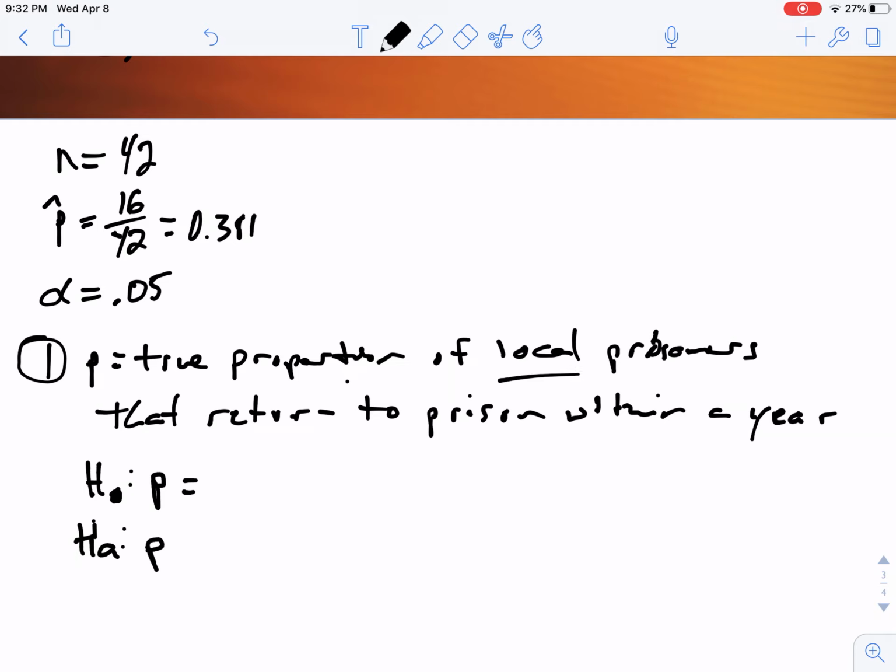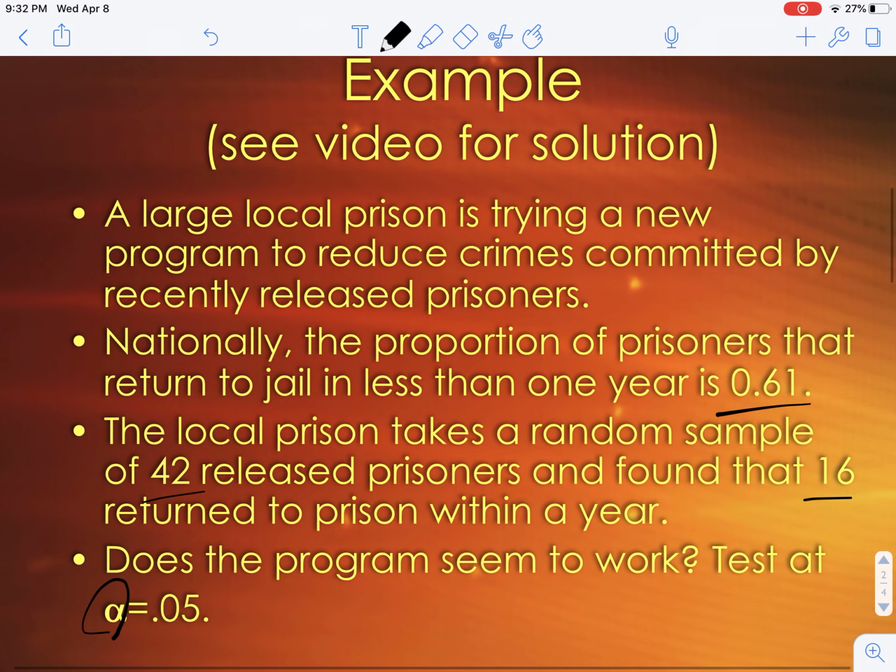And what I'm going to do is I'm going to assume that the local prisoners have the same release percent or return proportion as they do nationally. So I'm going to set this number equal to 0.61. And that number just comes from this national percentage here.